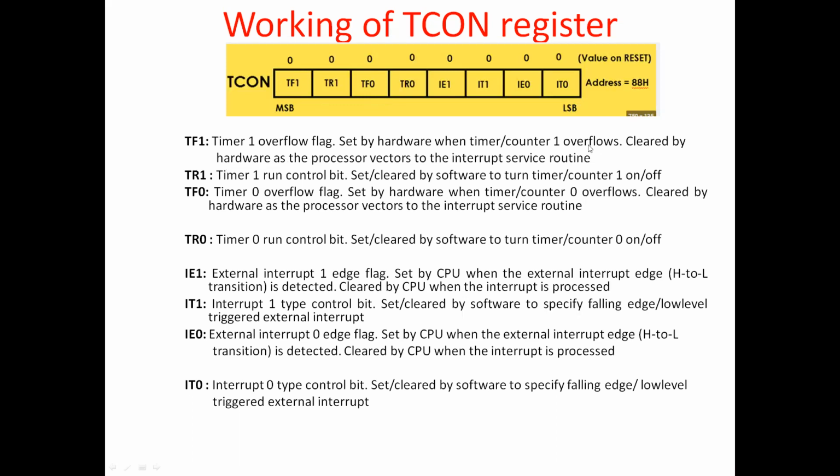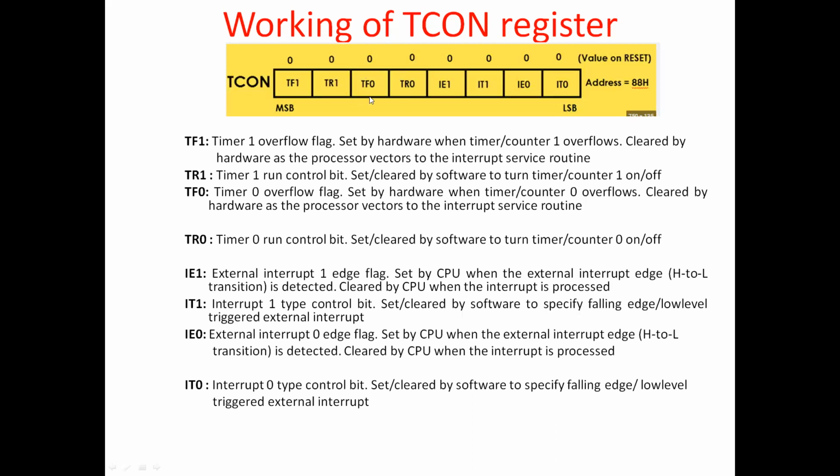Set by hardware when timer or counter 1 overflows. Cleared by hardware as the processor vectors to the interrupt service routine. If we use the timer for interrupts, then it will be automatically made 0. But if you are not using interrupts, you need to make it 0. Similarly for timer 0. So in order to run the timer, this bit is controlled.